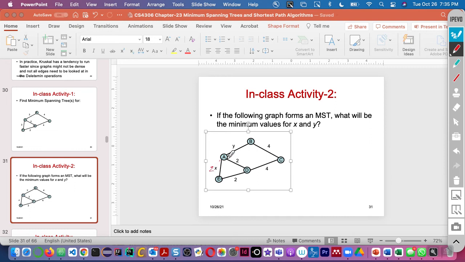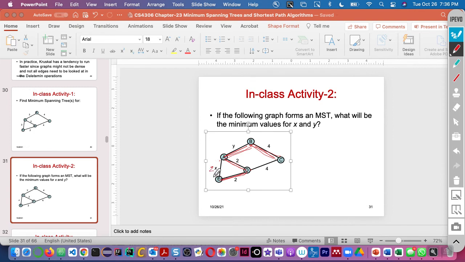But if I am given, for instance, a minimum spanning tree like this, then it is easy, right? Let us try to understand with a given minimum spanning tree. If my minimum spanning tree is like this, then what will be the value? In that case, this will be 3. Minimum value will be 3, right?